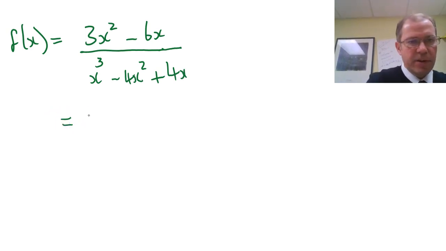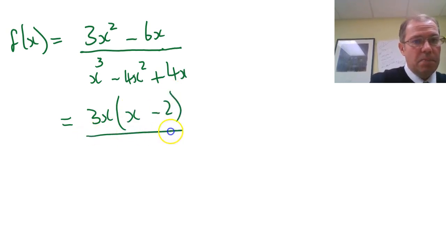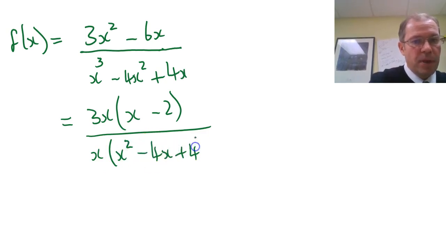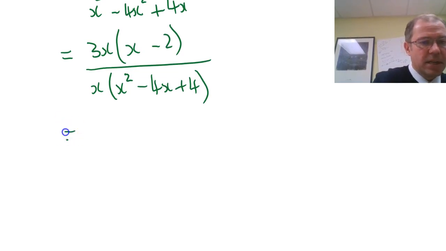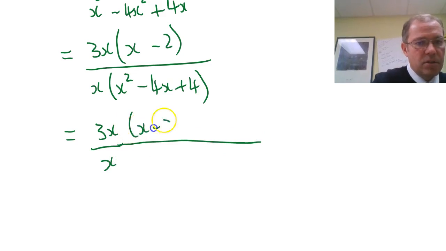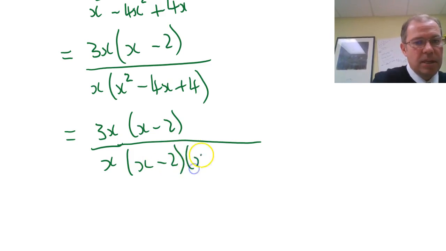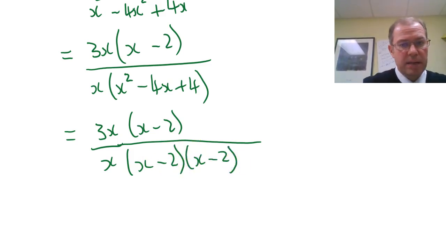So if we look at the numerator, the top of the fraction there, we can see we can take a 3x out as a factor, which leaves me with an x minus 2. And on the bottom there, I can take out an x, leaving me with an x squared minus 4x plus 4. Of course, once we've done that, we can now work on the x squared minus 4x plus 4 and factor further. So let's go ahead and do that. So we've got 3x over x, x minus 2, and then on the bottom, factoring this out, we've got an x minus 2 times another x minus 2, or an x minus 2 squared if you'd rather.